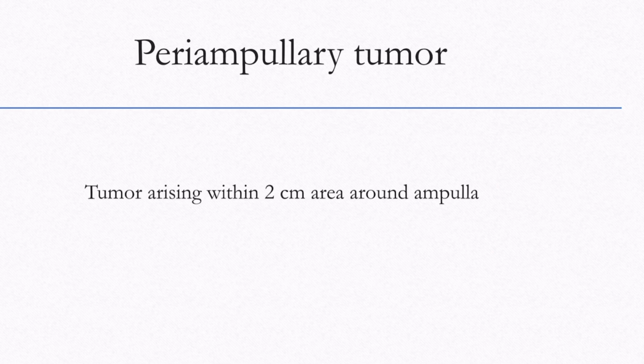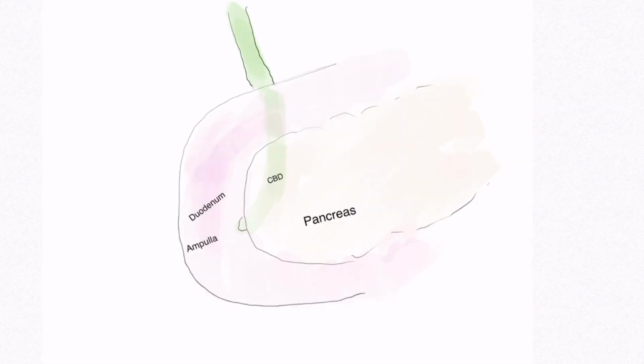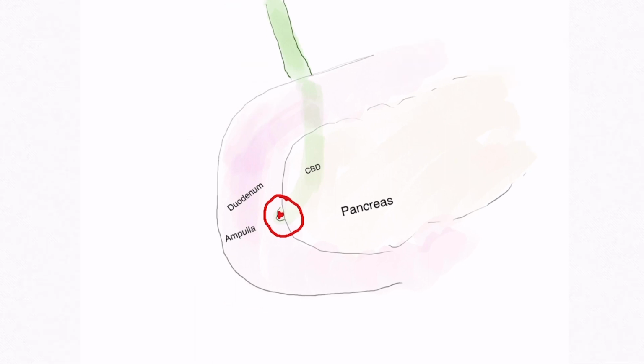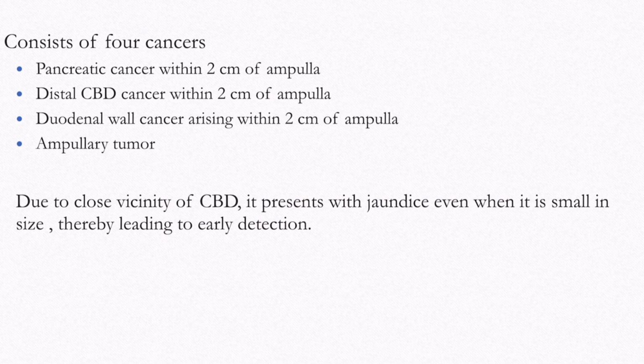Periampullary tumors refer to tumors arising in vicinity of ampulla of Vater. Typically a circle with radius 2 cm and ampulla as center is considered as periampullary area. Structures in this circle are part of pancreas, duodenum, distal CBD and ampulla itself. Any tumor arising in periampullary area leads to early compression of CBD and jaundice, due to which they get diagnosed at early stage. Hence better prognosis.